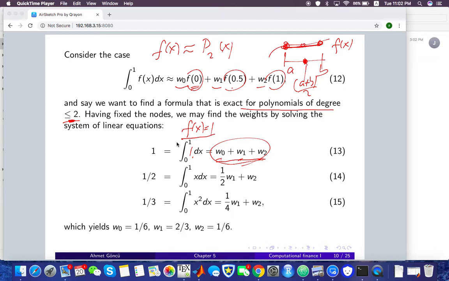And again, our method is supposed to be exact for polynomials of degree 1 as well. So if you have f of x equal to x, right, then what's going to be the right hand side?